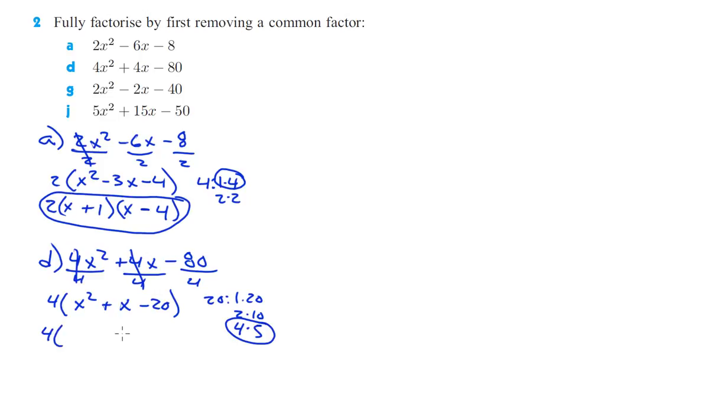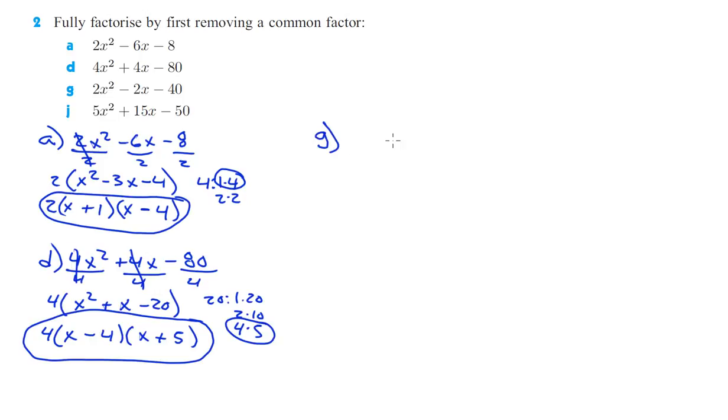So we leave the 4 out here. And we've got x times x. We've got our 4 and our 5. And we know that they have to add up to be positive 1. So that's going to have to be positive 5 and negative 4, because 5 minus 4 gives us 1. And negative 4 times 5 gives us negative 20. All right? So those are our factors for D.